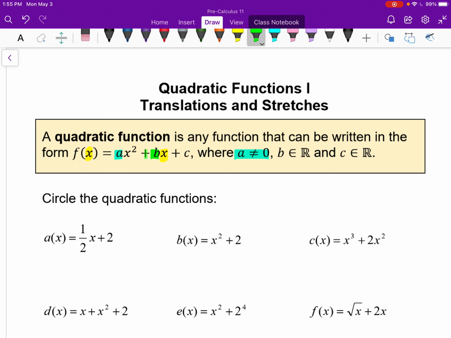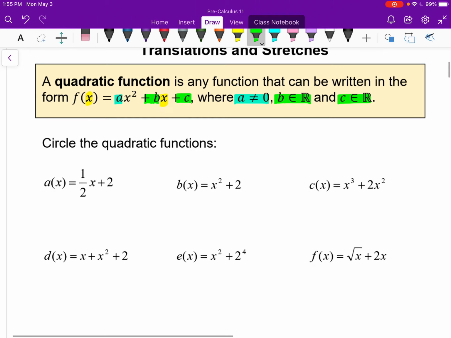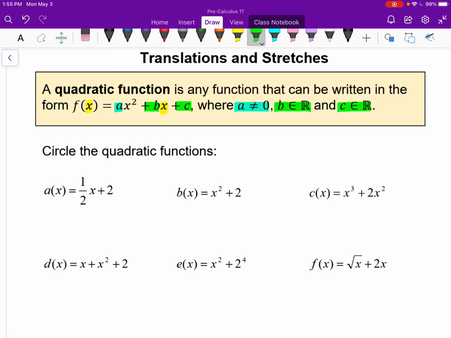But the coefficient b and this constant c can be any real number, anything. They don't have to be whole numbers. They can be 0. You don't have to have an x term. Just x squared in itself is a quadratic function. That's it. Which of these are quadratic functions?